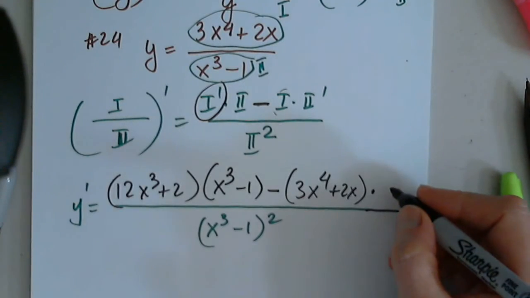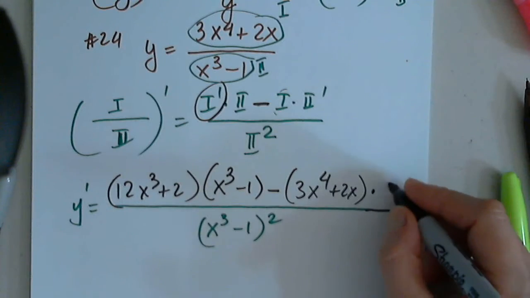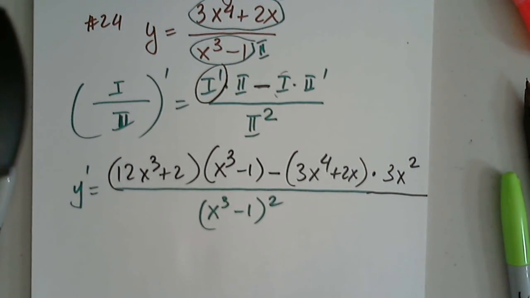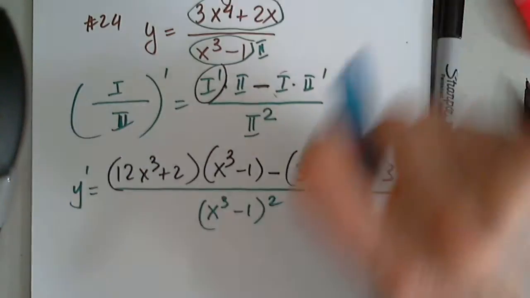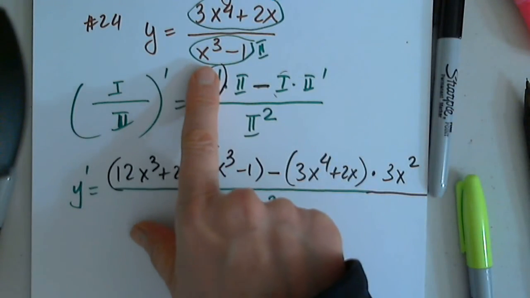Would it be x? Oh, the denominator prime. I'm not sure. Can anyone help? Shvam, can you help? 3x squared. Very good. Is this clear, everyone? Yes? This is what we covered last time, the power rule.